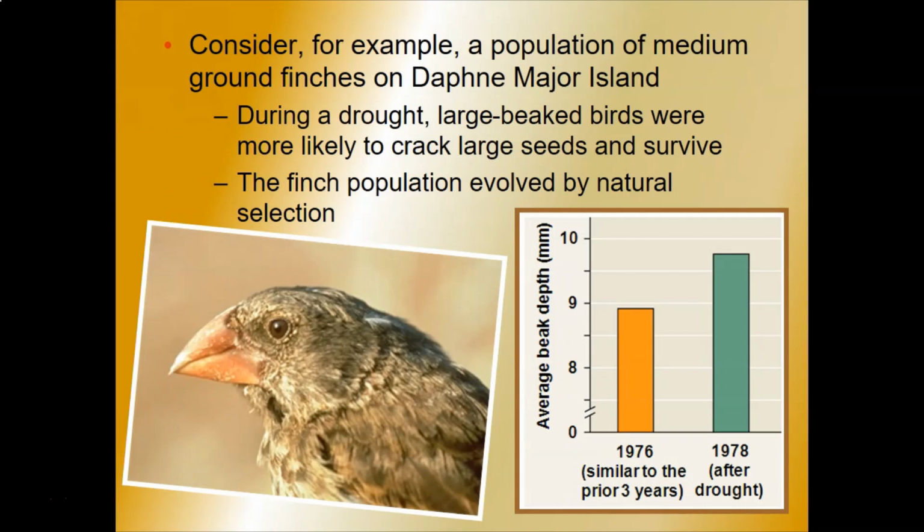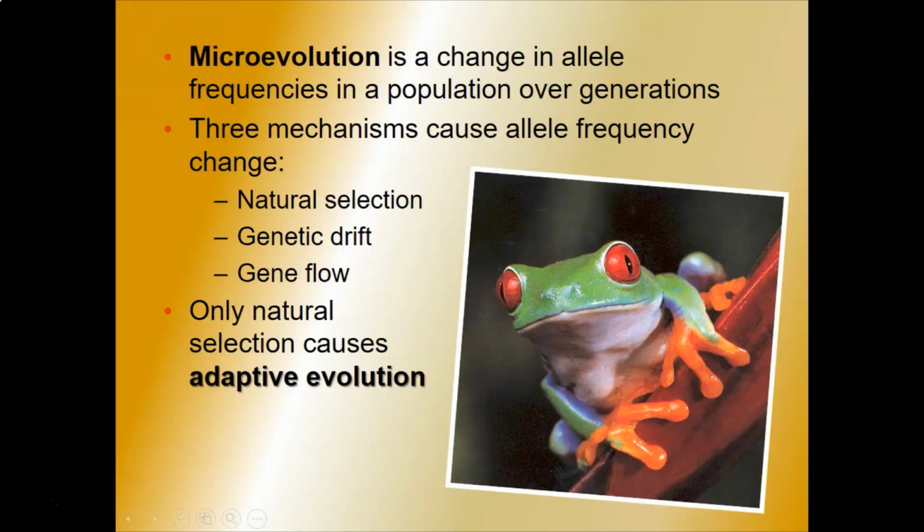Okay, so consider, for example, this finch. During a drought, large-beaked birds were able to survive better, right? Because they could crack open seeds. They had more food available to them. So by means of natural selection, a bird couldn't change its beak, right? But over time, the population shifted and the beak size of birds increased. So again, birds can't change their beaks, but the population does change.